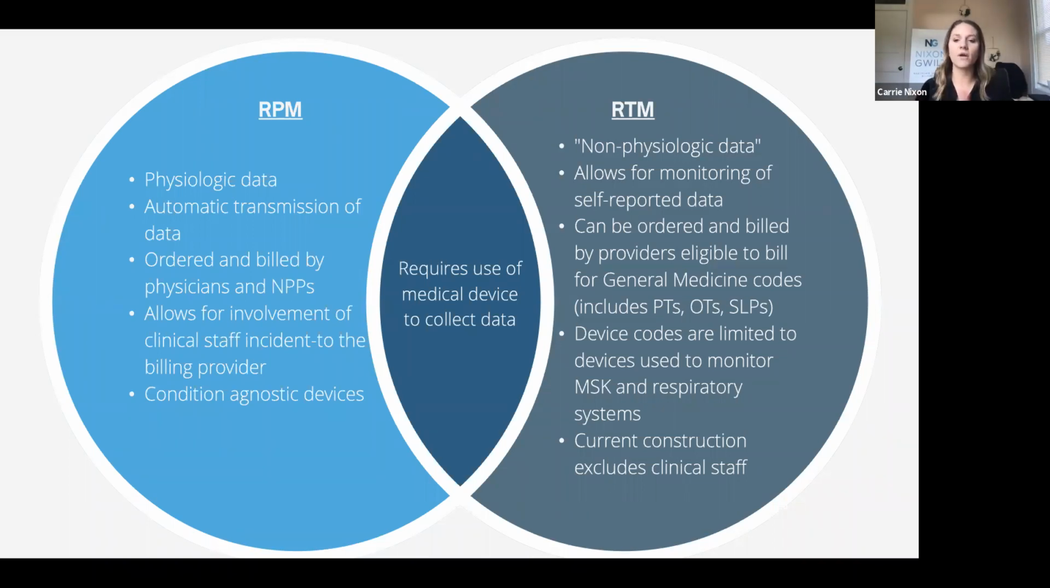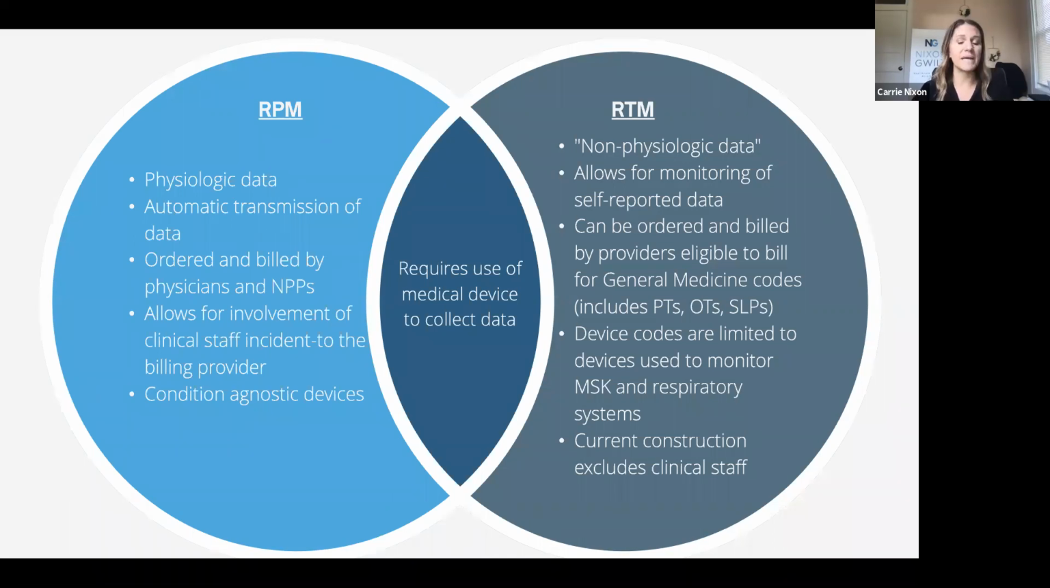All right, and finally for RTM, the current construction of the code, which we just talked about a second ago as well, excludes clinical staff. This is really, really important because now CMS is saying for RTM, the providers that are billing the codes actually have to be the ones to spend the time monitoring the data. If you've been in RPM for a while or you're familiar with the history of it, you may remember CPT code 99091, which was the original standalone RPM reimbursement code that came out a couple of years ago.